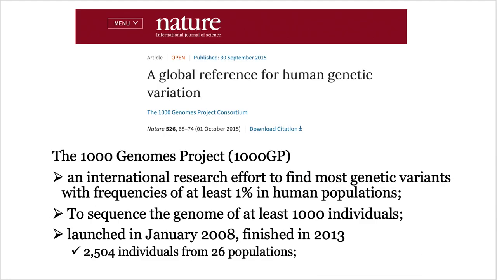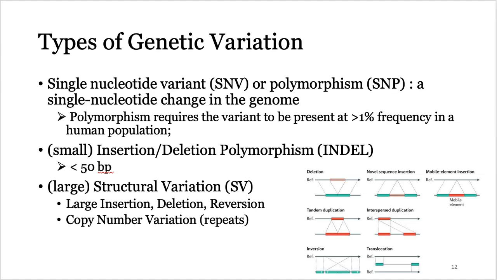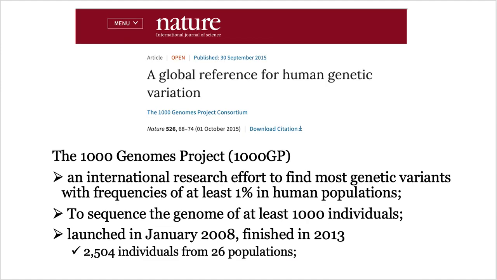and see what we find about genetic variation when we sequence 1,000 genomes. So this is the assigned reading for this week. It's a publication from the 1,000 Genomes Project. As the name indicates, the purpose of this project is to sequence 1,000 genomes.